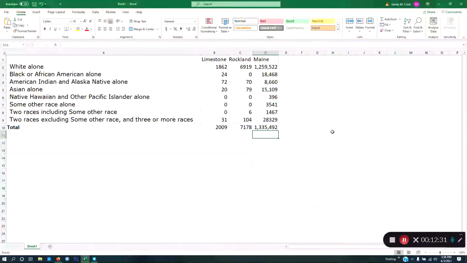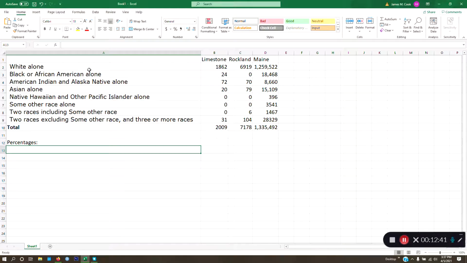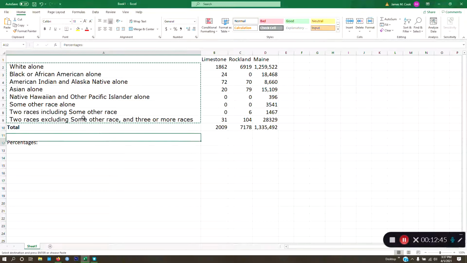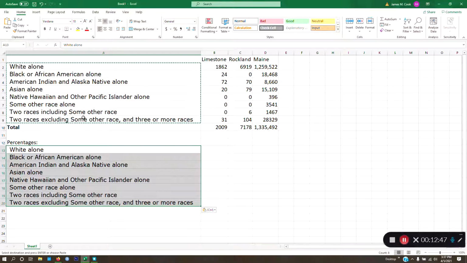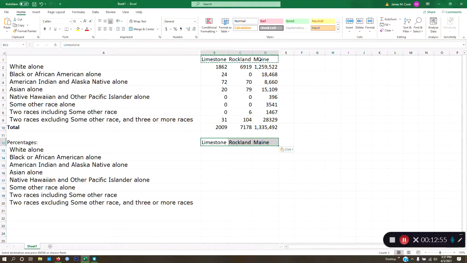So now that I've got all this information, I'm going to want to find percentages. What I can do is take these labels and paste them below, and take these headers and paste them right above. And then how do I fill this up?